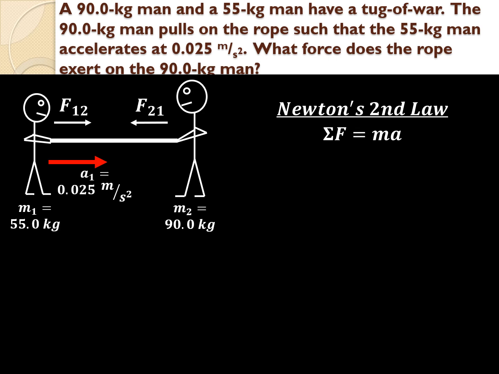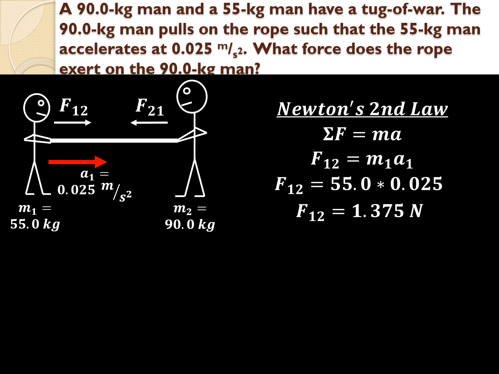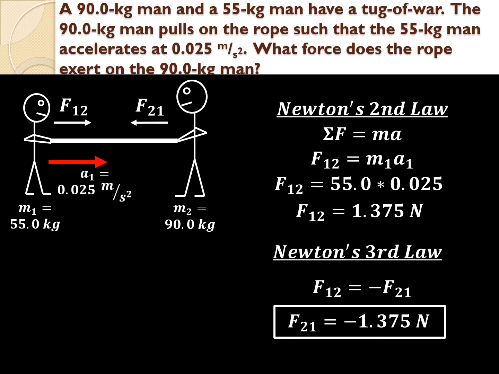We use Newton's second law in order to determine the net force that's being applied to this first guy. If the only force being applied to him is the force in the rope, then that's going to be equal to the mass of the guy times his acceleration. That gives us 55 times 0.025, and the force being applied to this guy is 1.375 newtons. Now that's the force being applied to the 55-kilogram man. Since these two forces are equal and opposite because of Newton's third law, the force being applied to the 90-kilogram man is going to be negative 1.375 newtons.